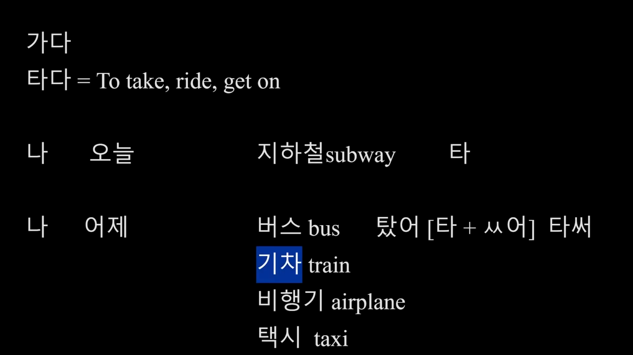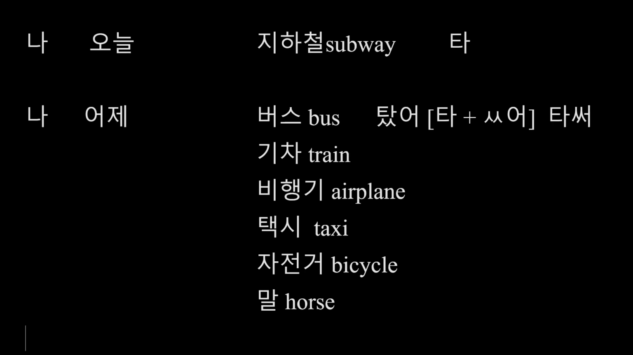And the second one, 기차 is train. 비행기 is airplane. Taxi. This is also pretty clear. It's also a loaned word. And some other example here is 자전거. 자전거 means bicycle. 말 means horse. So let me just read it one by one.